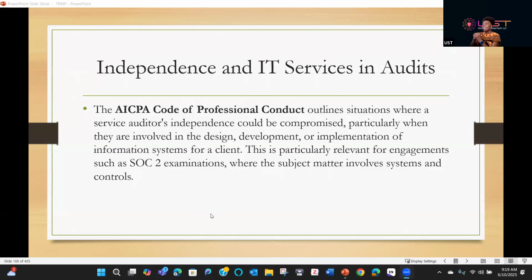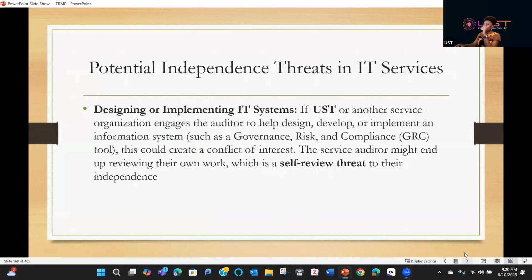First, the AICPA, that's the American Institute of Certified Public Accountants Code of Professional Conduct, outlines situations where a service auditor's independence could be compromised, particularly when they are involved in the design, deployment, or even implementation of an information system for a client. This is particularly relevant for engagements such as a SOC 2 Type 2 examination, where the subject matters involve systems as well as controls, right? So, designing or implementing an IT system.